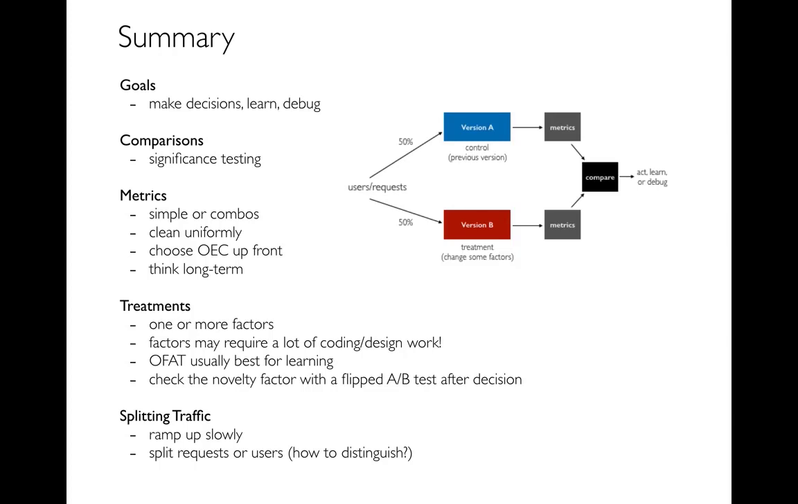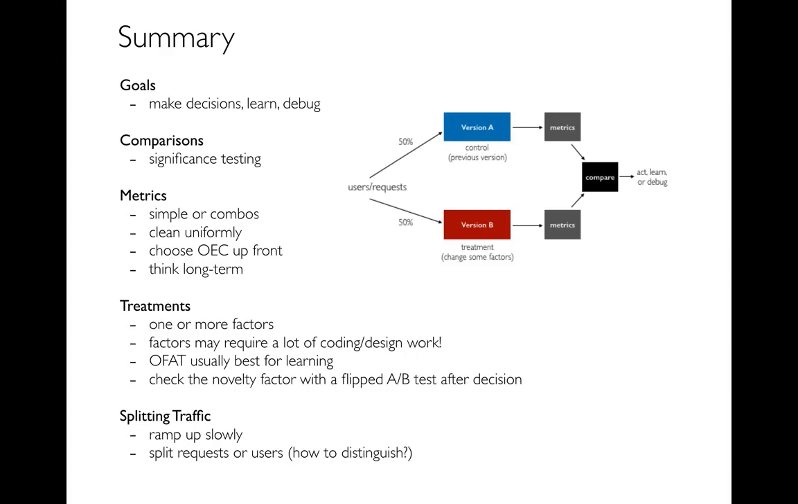These metrics are used to measure different treatments. With treatments, we have one or more factors, things like changing font size or color. Some factors require a lot of coding and design, maybe making a whole image or logo or whatever, so you have to get invested in doing work that's really just an experiment. Maybe you throw it away. When you're exploring these things, you can do treatments where you change one factor at a time. That's probably the best for learning about what individual factors do.